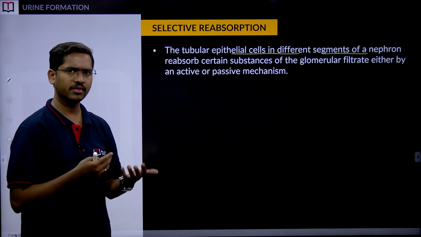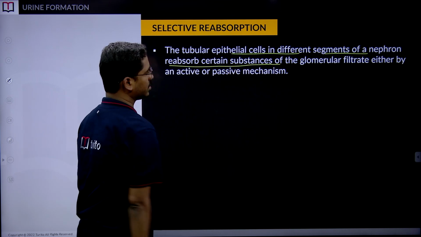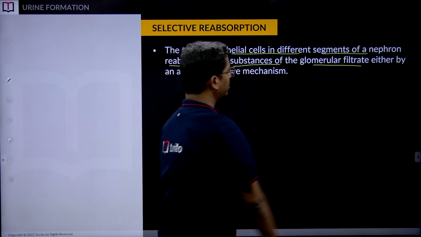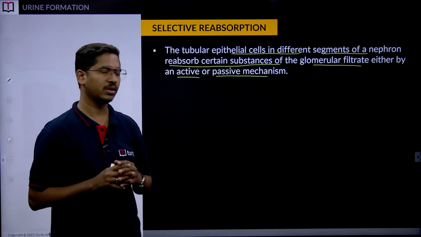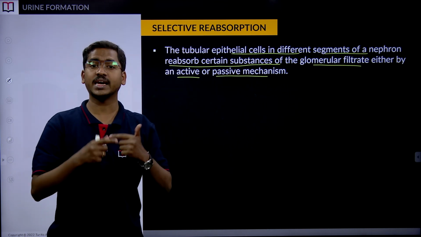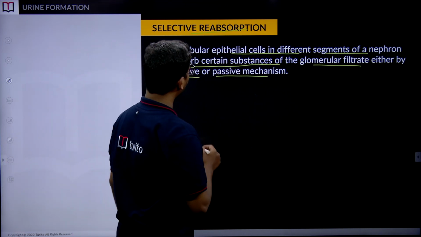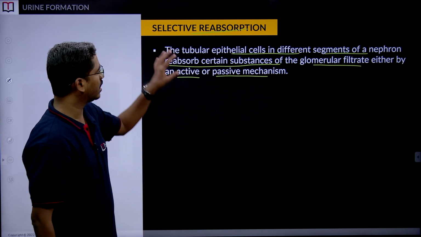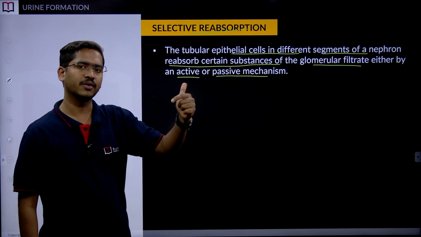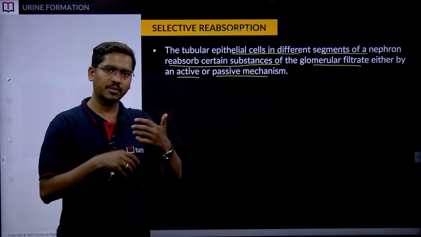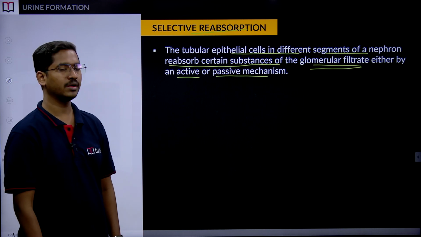You know, the nephron has different segments, right? We did learn about it, right? They reabsorb certain substances of the glomerular filtrate, either by active or passive mechanism. I think by now you understood why it is given here as selective reabsorption. It is happening because different tubular epithelial cells in different segments of the nephron reabsorb whatever is present in the glomerular filtrate.